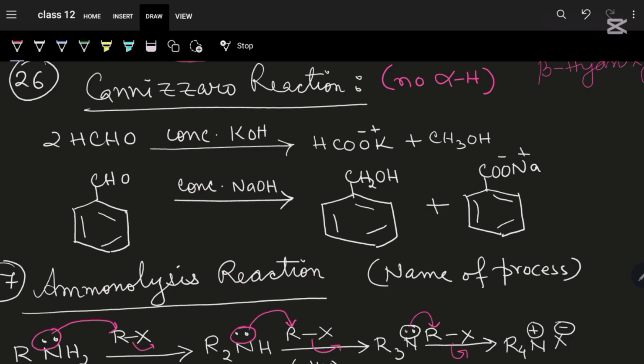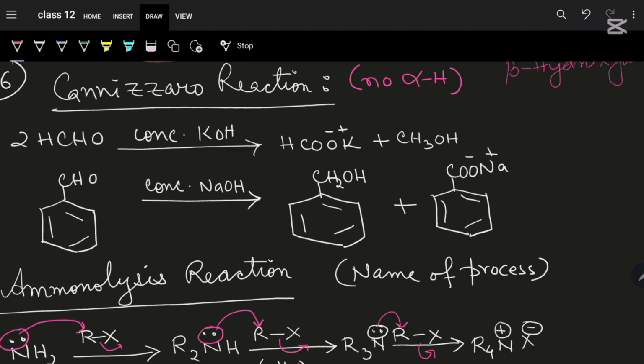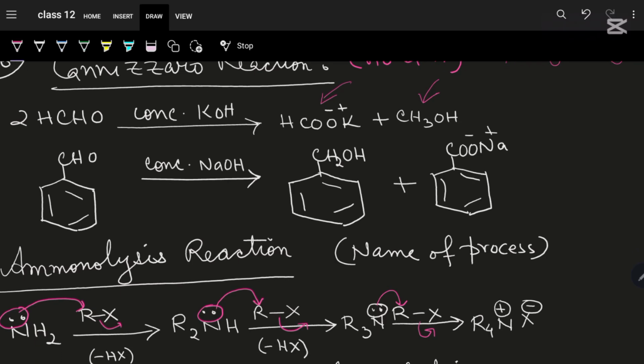Cannizzaro reaction is a reaction of carbonyl compounds containing no alpha H. That means it doesn't have any alpha H, like HCHO, formaldehyde, which reacts with concentrated KOH or NaOH. It undergoes a disproportionation reaction, so you get one oxidized product and one reduced product. The oxidized product is carboxylic acid, which in presence of NaOH or KOH will give the corresponding salt, and you get the reduced product, which is the alcohol.